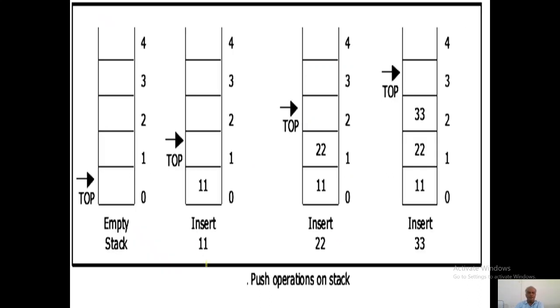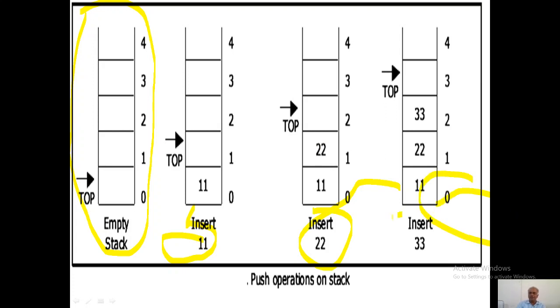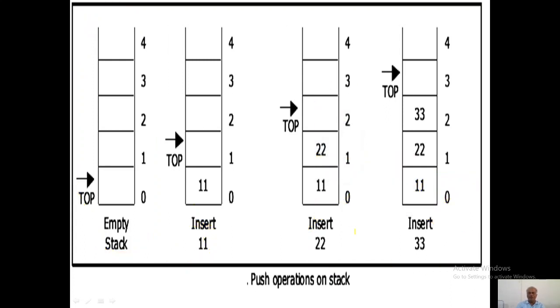So here let us look at this. The first one: the stack is empty, so top of the stack is at 0, which means no elements are here. If you want to insert 11, it goes here, and top of the stack is incremented by 1 position. Next, if you want to insert 22, again insert from the top end. If you want to insert 33, again top is incremented. If no more space is found in the stack, that is called stack overflow.